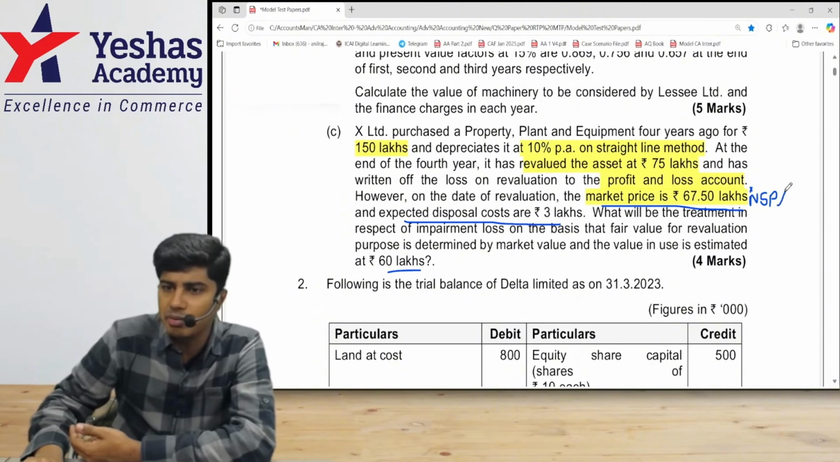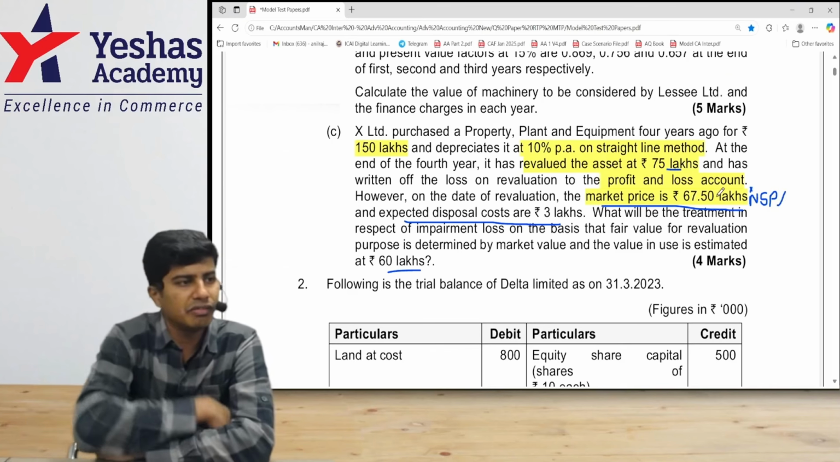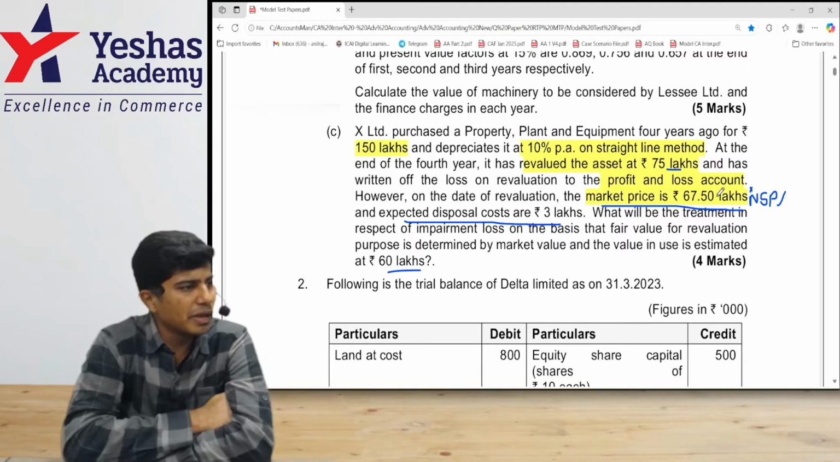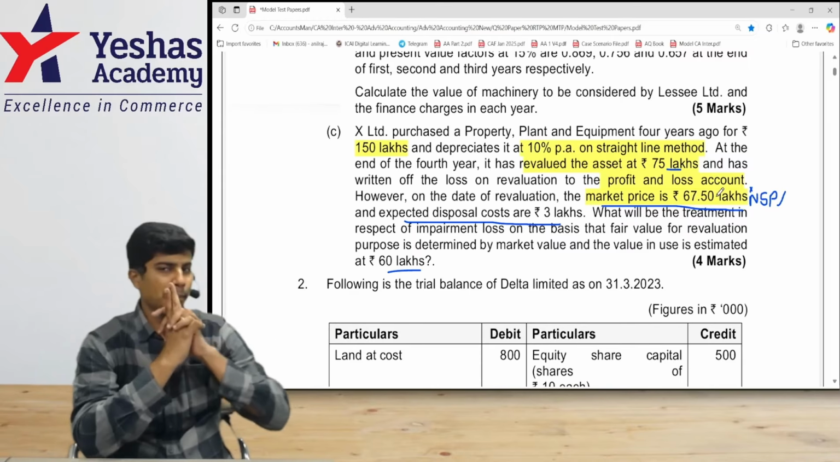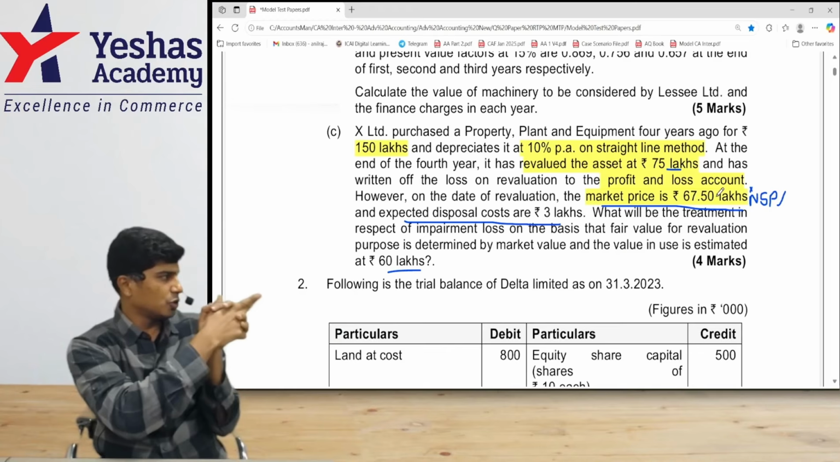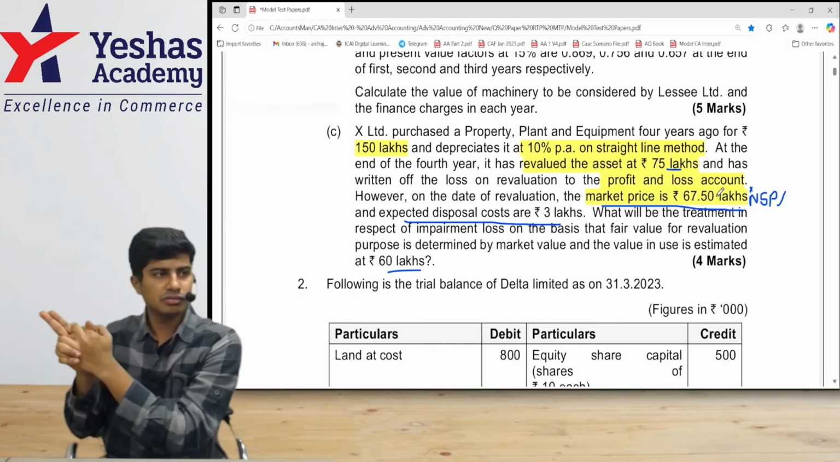64.5 will become my recoverable amount. That will be compared with 75. 75 and 64.5, 10.5 will be impairment loss. What will be the treatment of impairment loss? You remember the loaded gun? Impairment loss should be reduced from the asset and charged to P&L.